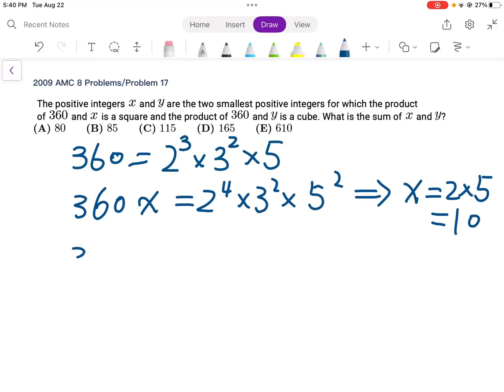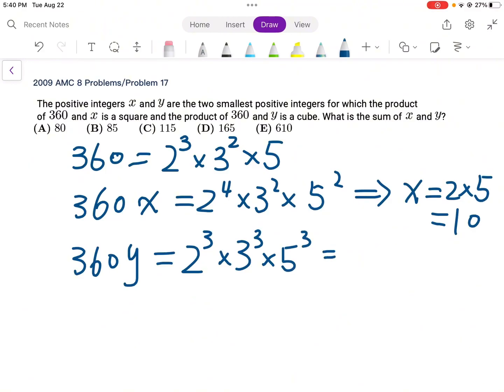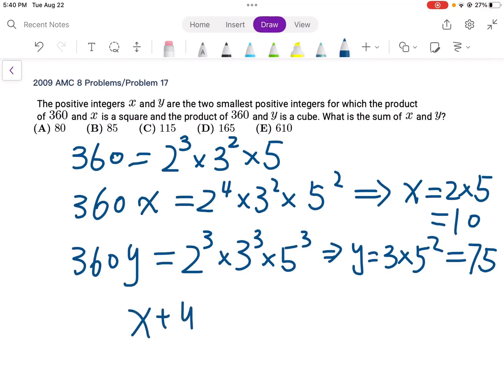Similarly, 360 multiply y is a cube. That means the smallest it can be is 2 to the power of 3 multiply 3 to the power of 3 multiply 5 to the power of 3. And that means y equals 3 multiply 5 square equals 75. Therefore, x plus y equals 85. The answer is B.